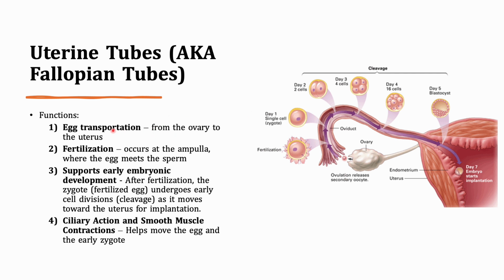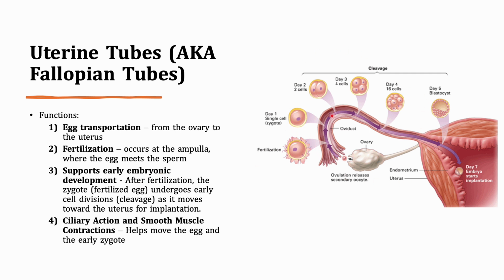So yeah, function number 1, egg transportation. Function number 2 is fertilization, which occurs in the ampulla, and I'll show you where the ampulla is in a second. And then it also supports early embryonic development, and that's kind of what this image is.